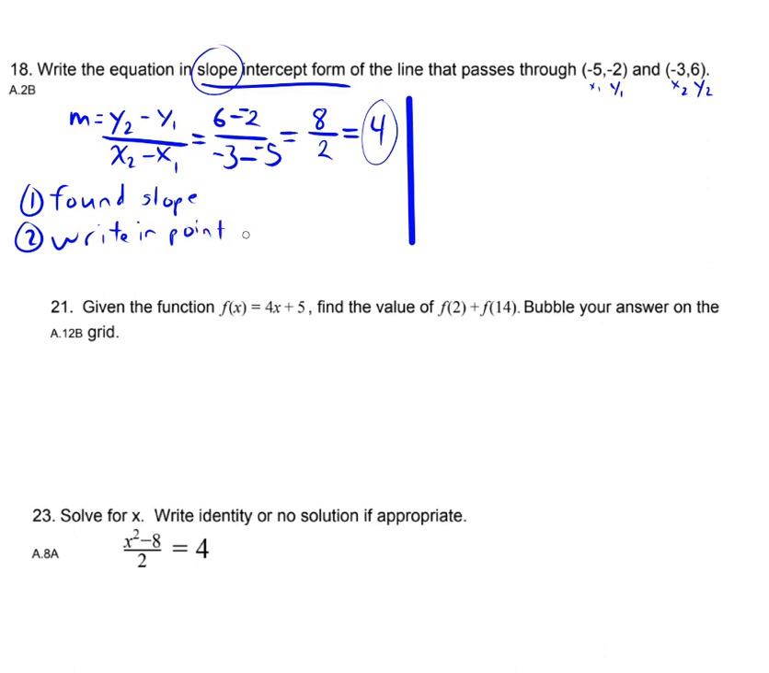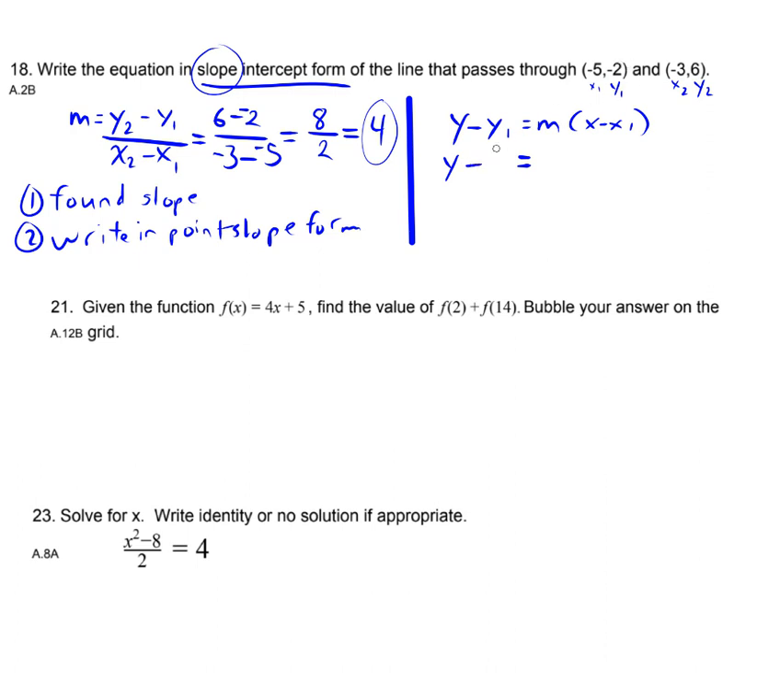I'm going to write my equation in point slope form, okay? So what I got to do for that is I'm going to go ahead and write the form out. The form is y minus y1 is equal to m times x minus x1.